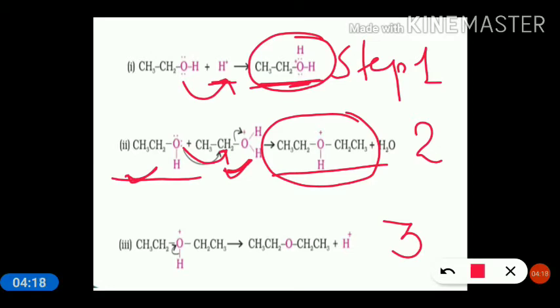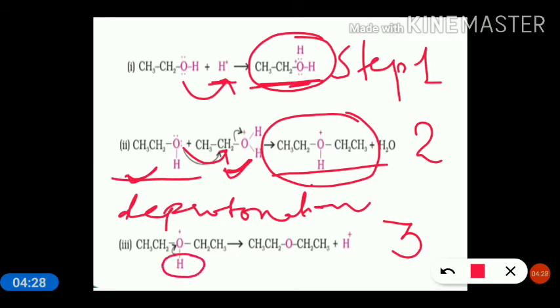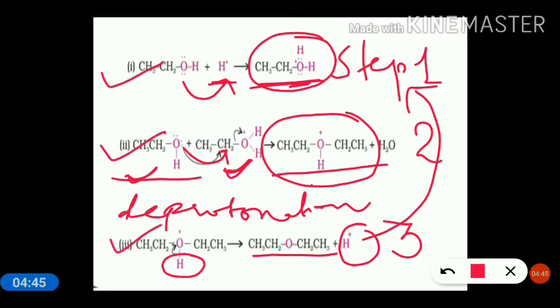In the third step, there is deprotonation. Deprotonation means removal of a proton. So this proton gets removed and the formation of ether will take place. These protons are again and again utilized for the reaction, as you can see in the first step. So these are the 3 steps for the formation of ether, and you can see the alcohol should be 1 degree. If it is 2 degree or 3 degree, then a different mechanism will be there.